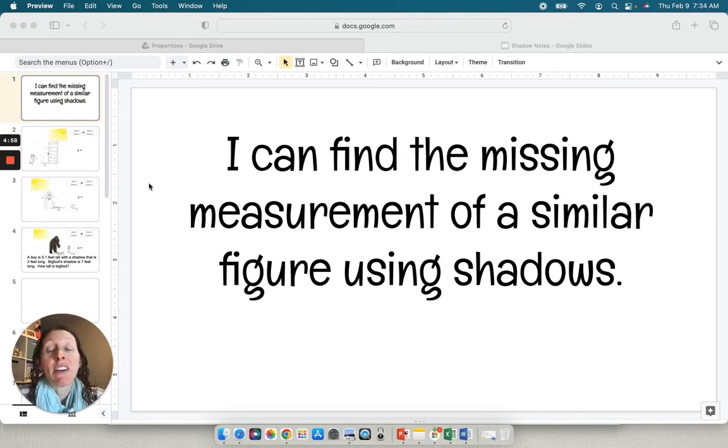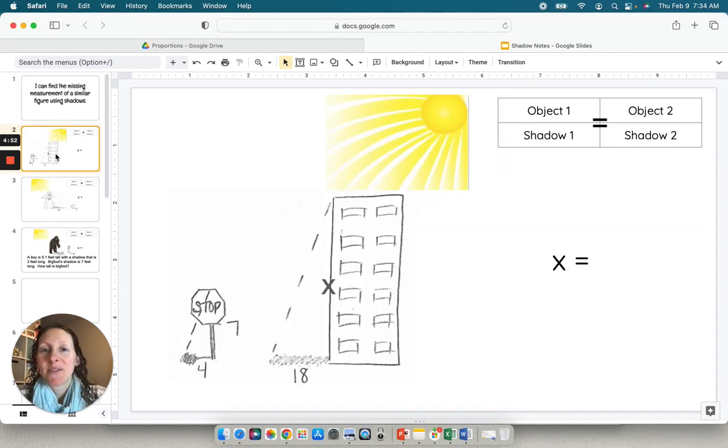Today, we are going to find the height of an object using shadows and proportions. All right, so let's say we have this super tall building and we want to know how high it is. We can use the height of the stop sign and its shadow because you could put this extra line here and kind of form a triangle. And then you could have that same triangle for this tall building.